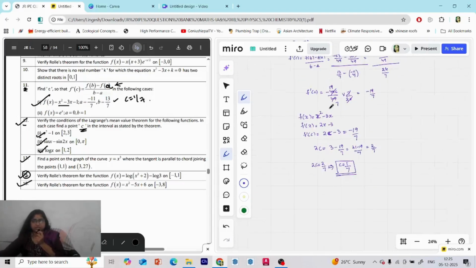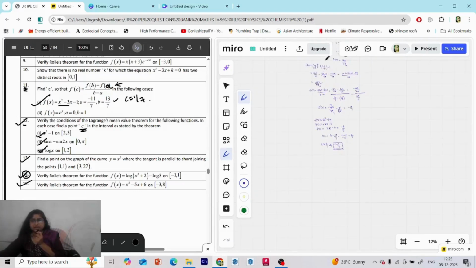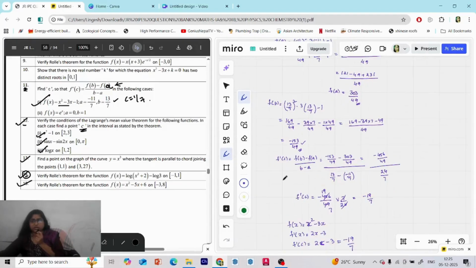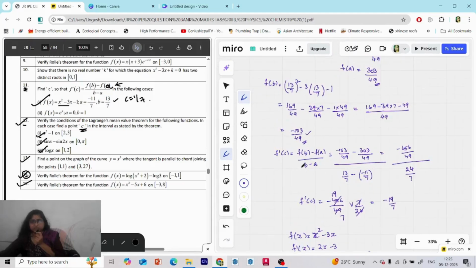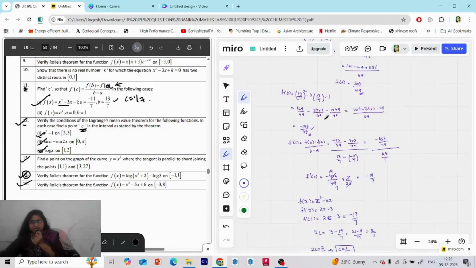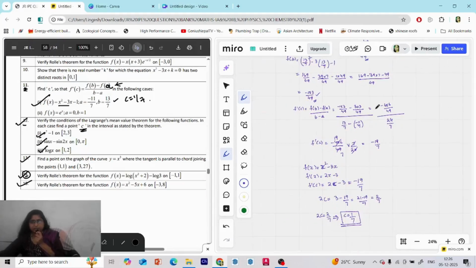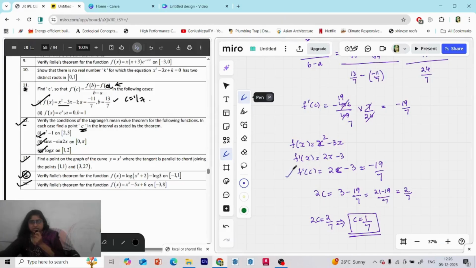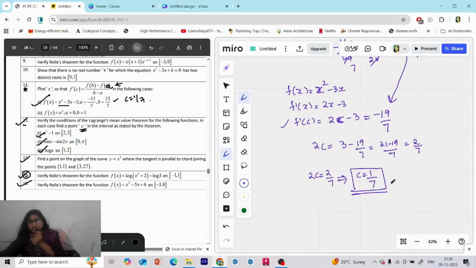Alright, now let's look at the next question. It's very simple, because first we found f of a, found f of b, and put them in the formula. F dash c is equal to f of b minus f of a by b minus a. So you got the f dash c value, and to get f dash c we should differentiate f of x. So we did f dash x, got 2x minus 3, and in it we put c in place of x. So we got f dash c is equal to 2c minus 3. We equated it to this value, minus 19 by 7, and then found the value of c.